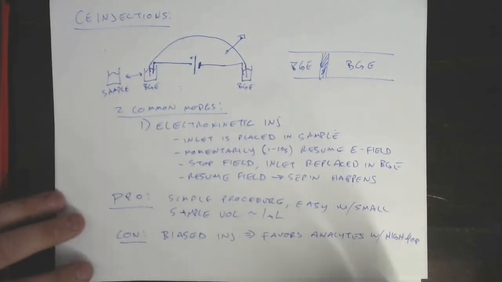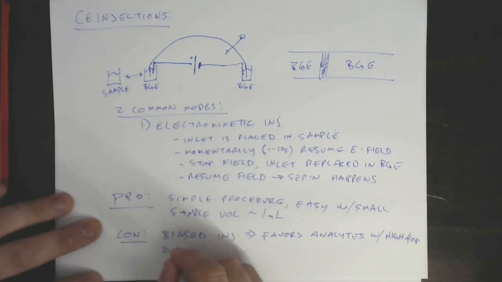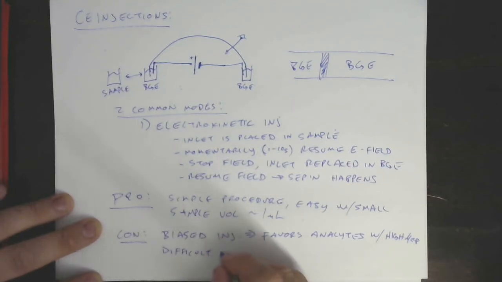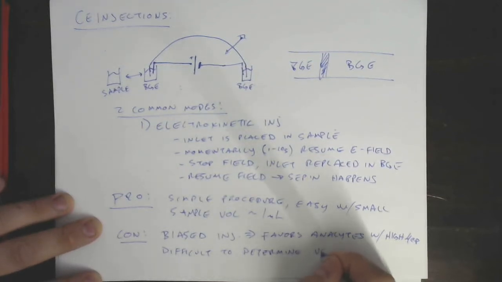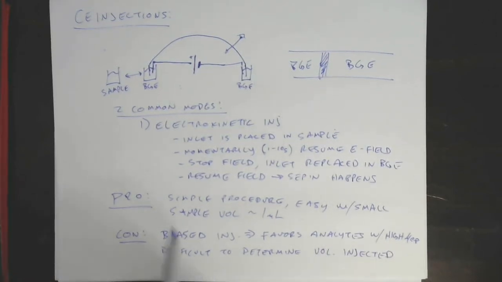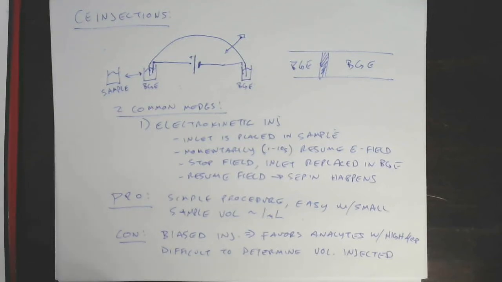There's, I guess, a second challenge here, which is that it becomes very difficult to determine or calculate the volume injected. We need to know all sorts of things about electroosmotic flow velocity and even electrophoretic mobility of every analyte to understand how much of each were injected. And so this becomes kind of a trial and error sort of thing if we want to understand some of the quantitative metrics there.